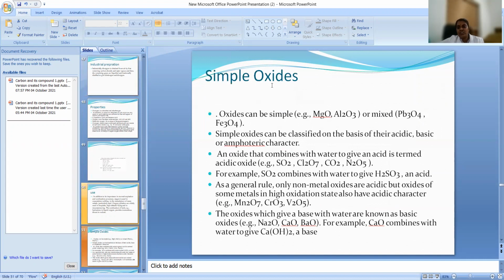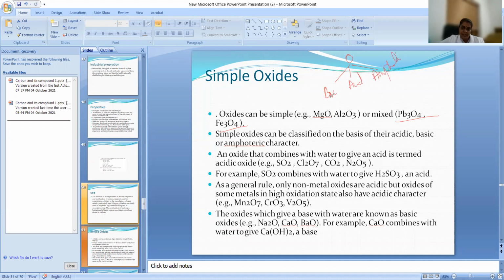So oxides are actually classified into simple and mixed oxides. Simple oxide examples are magnesium oxide, aluminium oxide, and zinc oxide, etc. Mixed oxide examples are Pb3O4 and Fe3O4. So oxides we can also divide into three: basic oxide, acidic oxide, and amphoteric oxide.